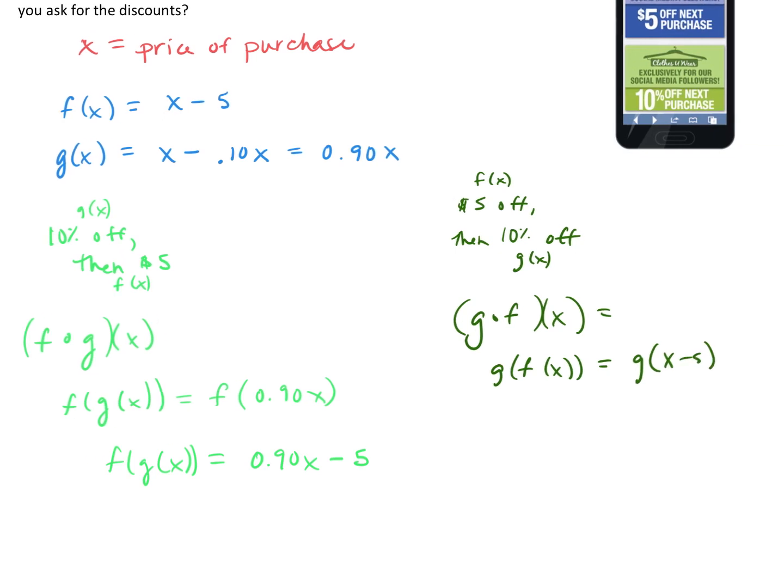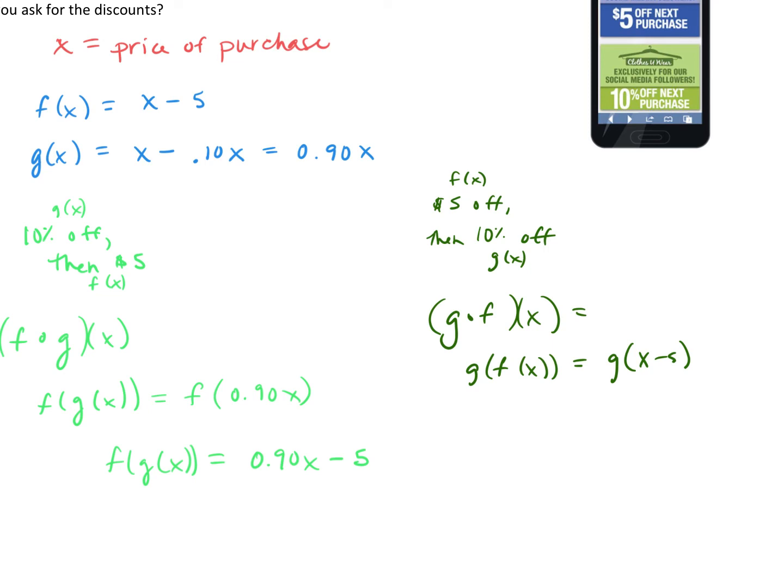What that means is we're just going to plug our f function, x minus 5, into the g function. So we're going to have 0.90, and instead of x, we're going to replace that with x minus 5. And then we want to simplify this. We can distribute that 0.90. So we're going to have 0.90x, and then 0.90 times a negative 5 is a negative 4.5. So that's our g of f of x.